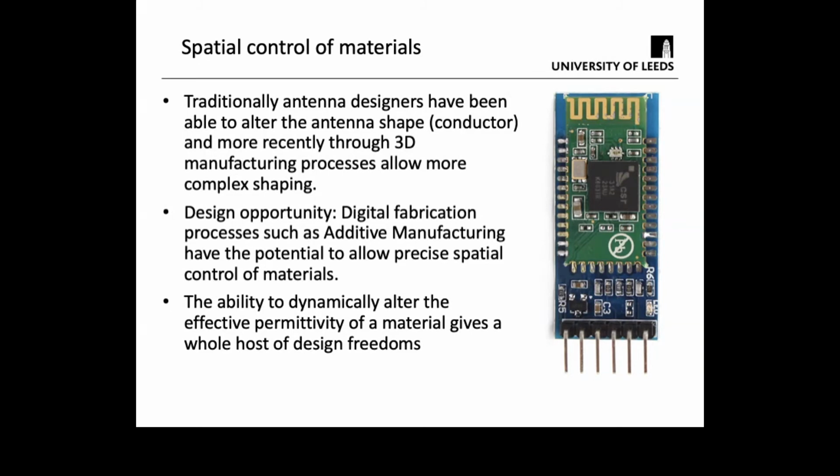When you look at certain digital fabrication processes, such as additive manufacturing, you'll notice that some of them are allowing precise spatial control of materials. So if you're able to control the material placement and not just the conductor, you might be able to dynamically alter the effective permittivity of the substrate. And this leads to whole new design freedoms that are relatively untapped. I mean, it leads into things like producing metamaterials or meta devices.